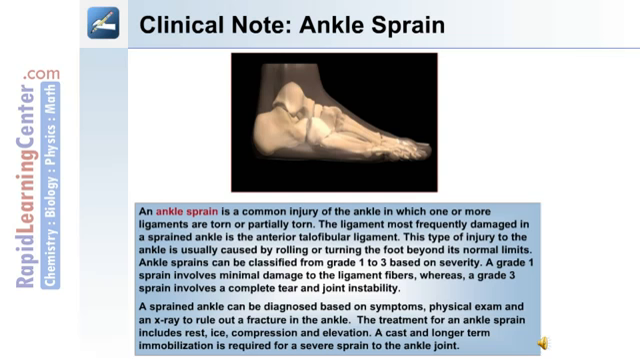Ankle sprains can be classified from grade 1 to 3 based on their severity. A grade 1 sprain involves minimal damage to the ligament fibers, whereas a grade 3 sprain involves a complete tear and joint instability. A sprained ankle can be diagnosed based on symptoms, physical exam, and an X-ray to rule out a fracture in the ankle bone. The treatment for an ankle sprain includes rest, ice, compression and elevation. A cast and longer-term immobilization is required for a severe sprain to the ankle joint.